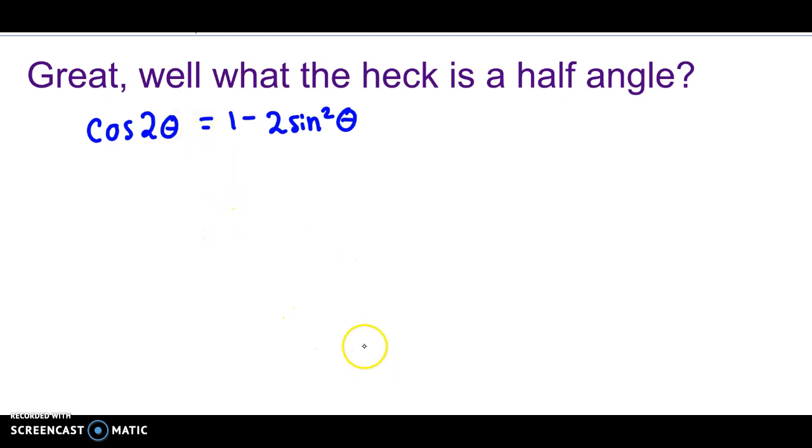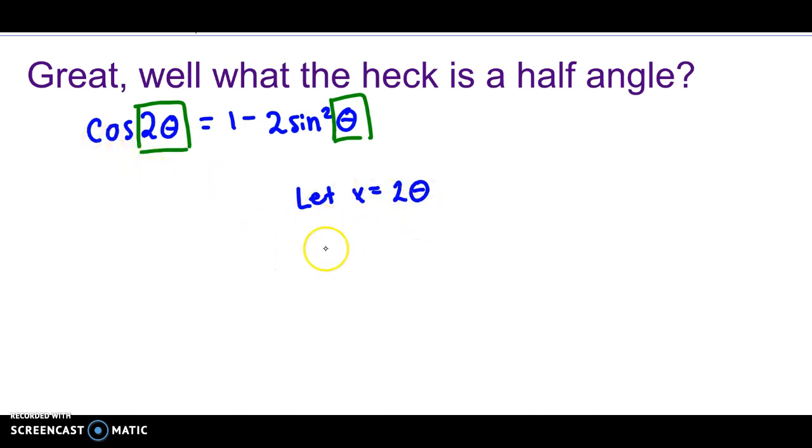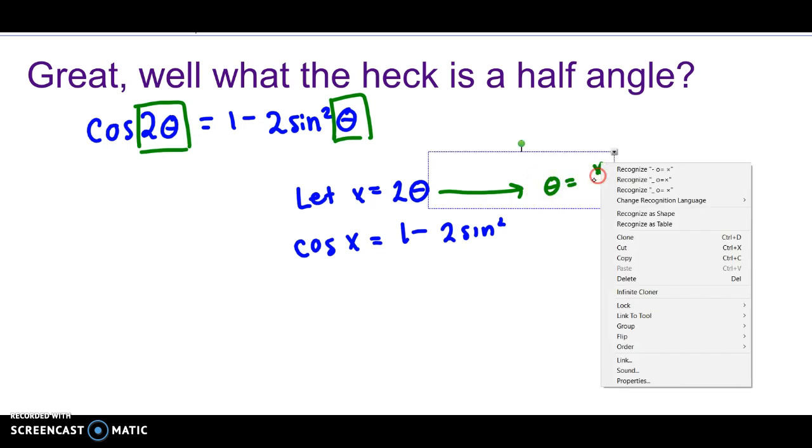But let's actually box this. Double this angle. Another way to think of this is that this angle is half of this here. So the point is that half the angle and double the angle are really the same thing. For example, let x be 2 theta. Now we have cosine of x equals 1 minus 2 sine squared of, well, now instead of theta, I've got to solve this for theta. I get theta equals x over 2.